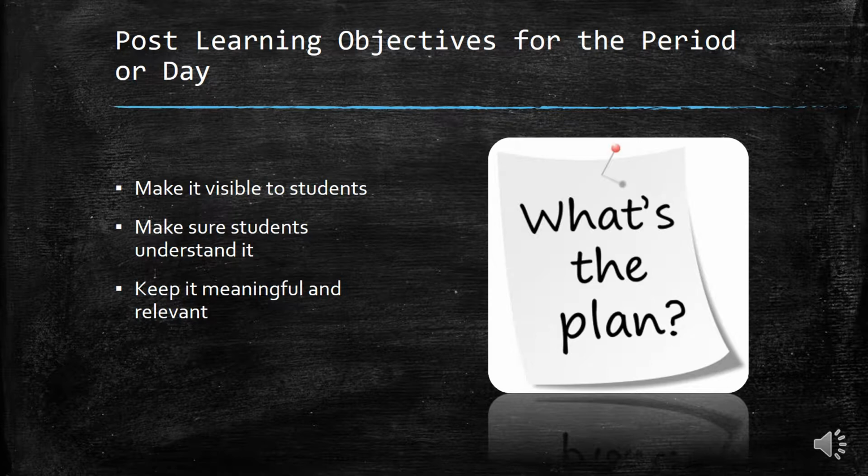Making sure that those learning objectives are visible for students is the first step. You want to make sure that the students can see exactly what it is they're going to be learning for that day. And it almost makes a visible checklist for the students so that they can look up at that board and say, okay, this is what we're going to be learning today. Here's what I should start doing.